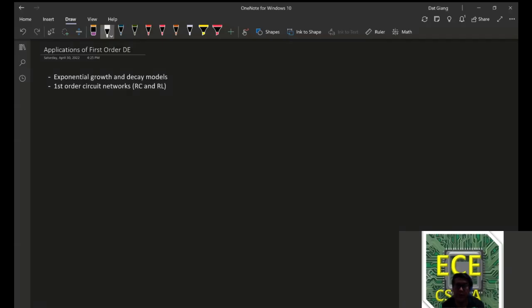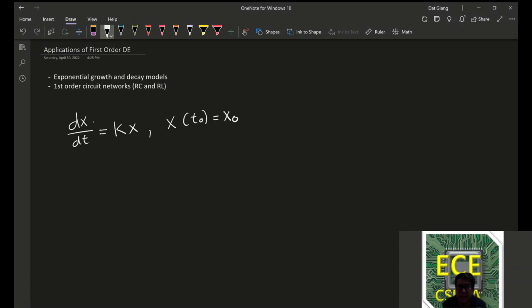Okay, so now we're going to be discussing exponential growth and decay models, as well as the specific application with first-order circuit networks, specifically RC and RL networks. So the first application has the following form: dx/dt equals kx, and we're given some kind of initial condition x(0) equals x naught. Now, in this specific situation, this is just an application of a first order separable differential equation.